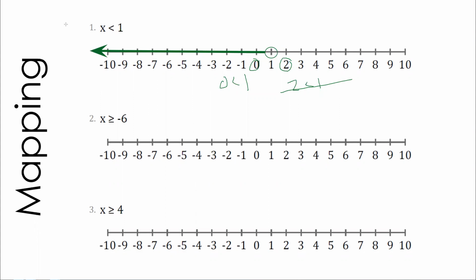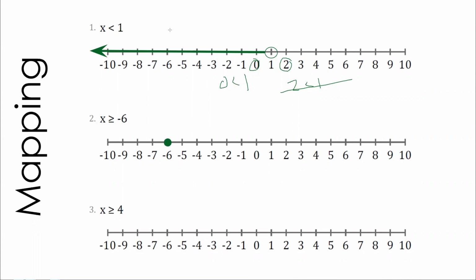Let's try another one. So the first thing I do is I make sure that my inequality is simplified. Since I do have a variable on the left and a number on the right, I know it's going to be simplified. Now I'm going to go into drawing my circle. First thing I have to do, is it open or closed? So this one does have a line underneath, which means closed circle. I'm going to go to the number -6, and I'm drawing my closed circle there.